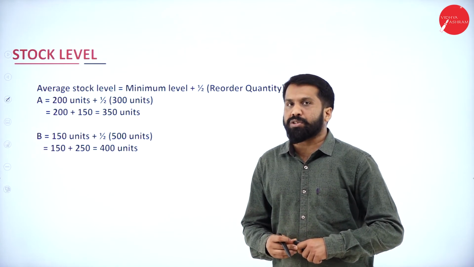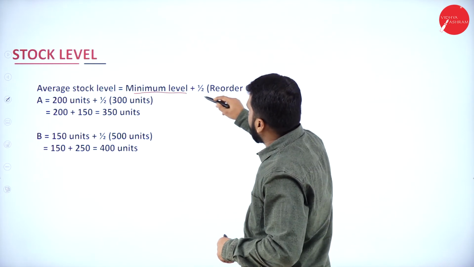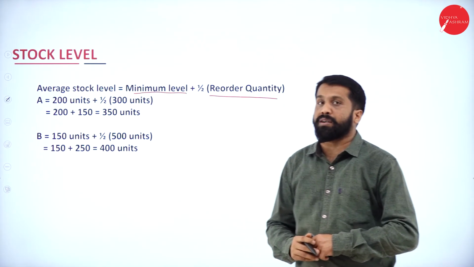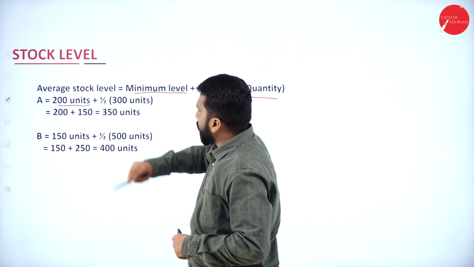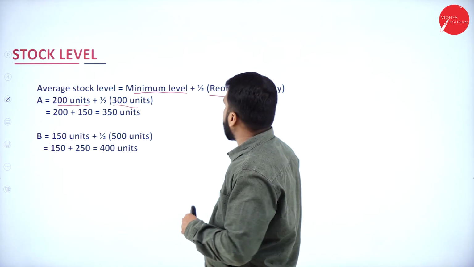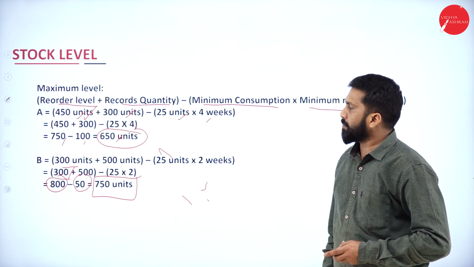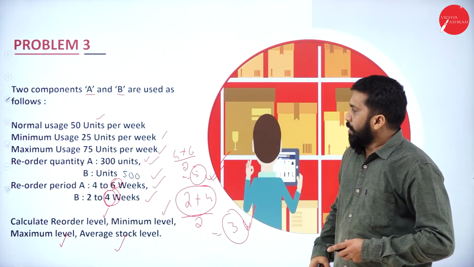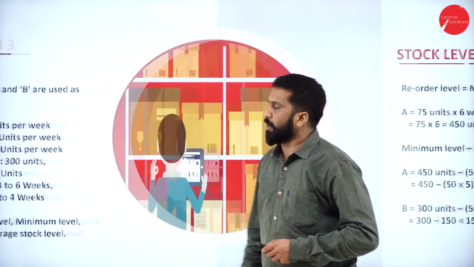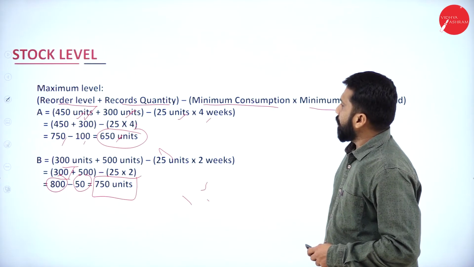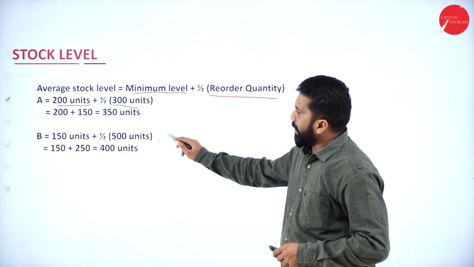How do we calculate average stock level? Simple. Average stock level is equal to minimum level plus half of the reorder quantity. What is the minimum level? 200 units, half of your reorder quantity. Reorder quantity is how much? I'll go back. For A we have 300, for B we have 500.